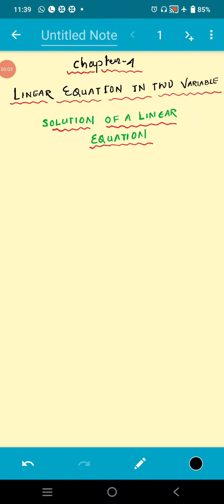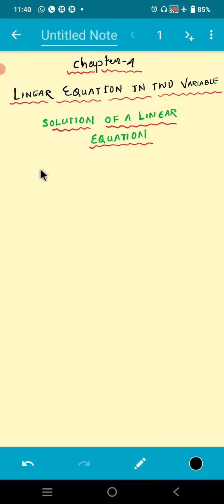Hello students. Today's topic is solution of a linear equation, and today we'll discuss all the sums of exercise 4.2. But before that, you need to know the meaning of a solution of a linear equation. As we have already seen, every linear equation in one variable has a unique solution, isn't it?